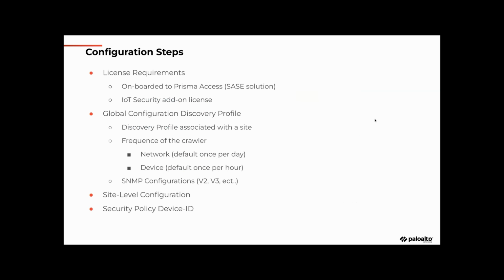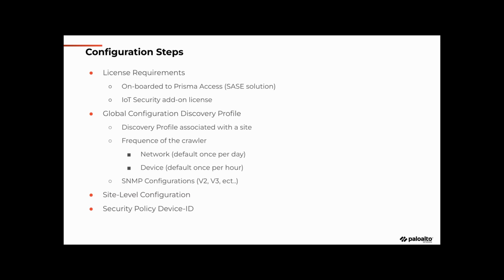Now, once we identify all the devices here, we go to the next page. We talk about the configuration steps. One, this is a SASE solution. So in order to have the IoT security license add-on, this has to be a SASE deployment, meaning Prisma SD-WAN plus Prisma Access, Strata Cloud Managed, of course.